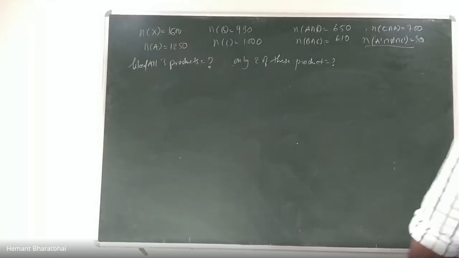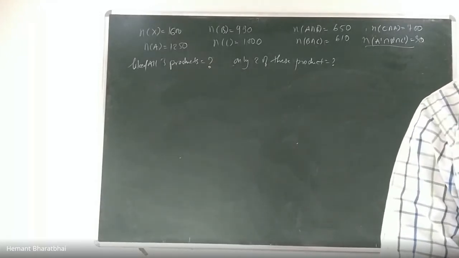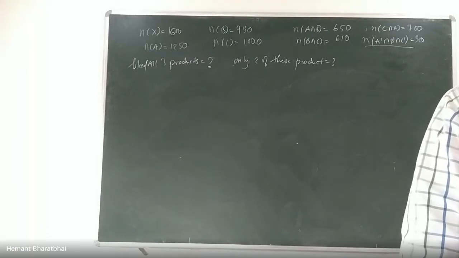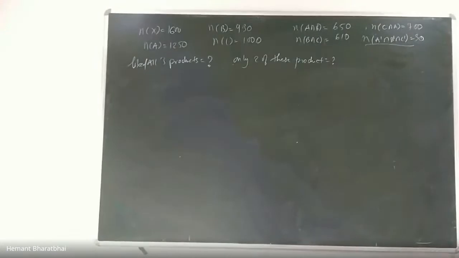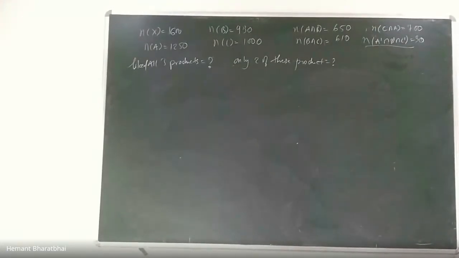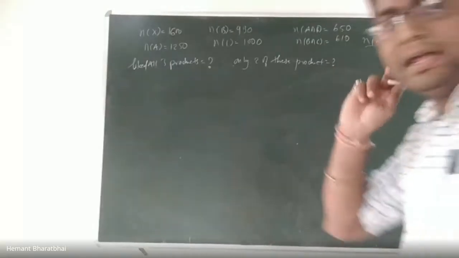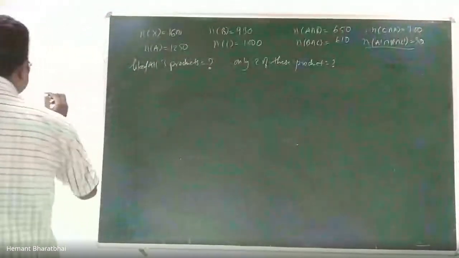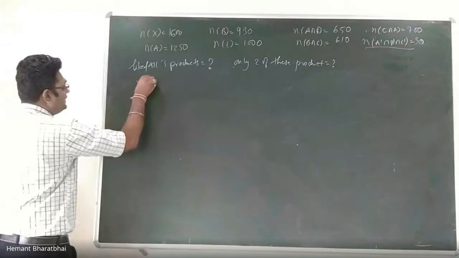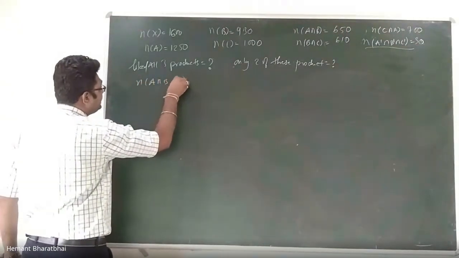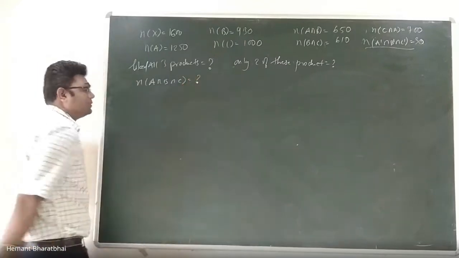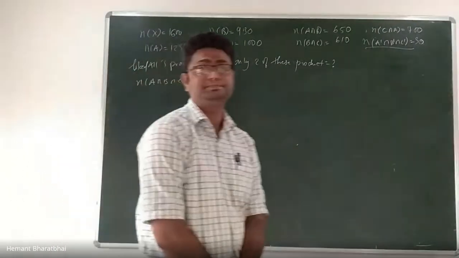Yes, so I gave you 1 minute. Did you think? Now tell me what you find out. The number of consumers who like all the three products. It means what? What should I find out? Like all the three products means they like A and B and C. This is what I find out. This is what it means.